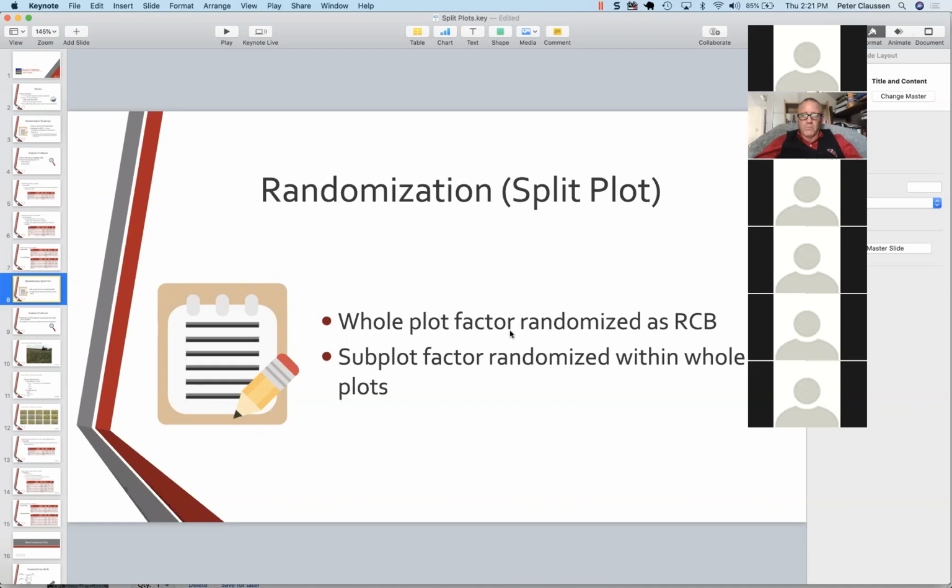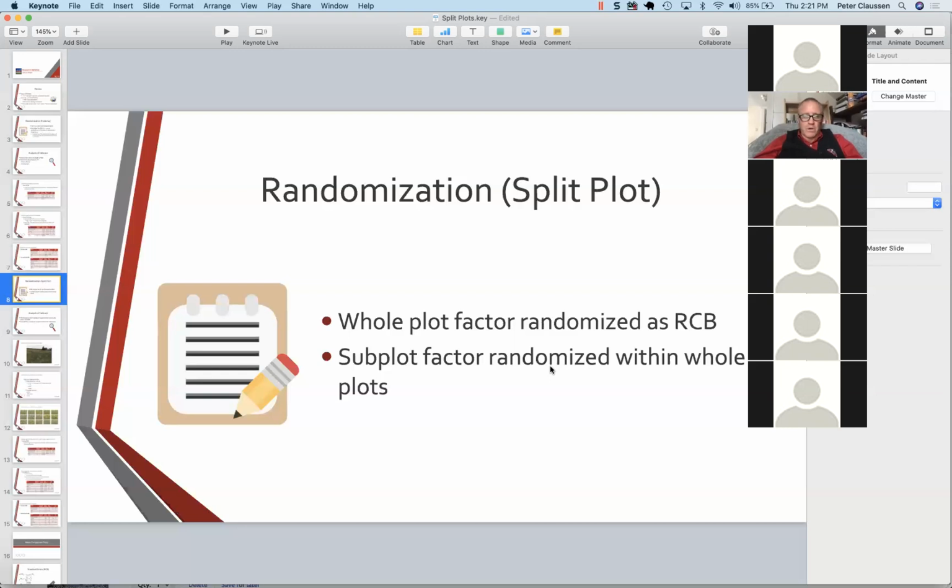We'll get to that trade-off in a minute, but the randomization occurs at 2 levels. The whole plot factor is randomized as RCB. It's blocked as if each of the large main effects were a single plot. And then the subfactors are randomized within the whole plots. They're independently randomized within this.